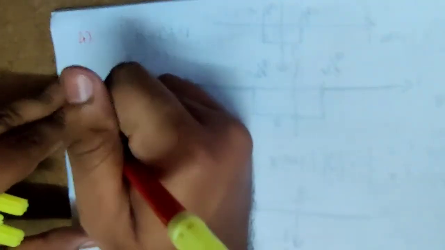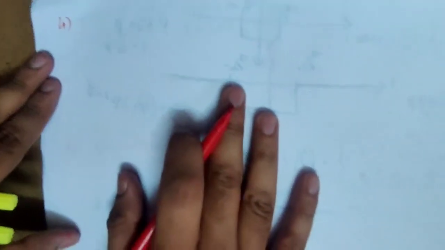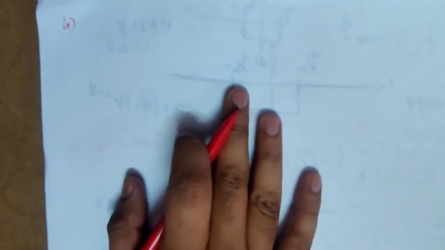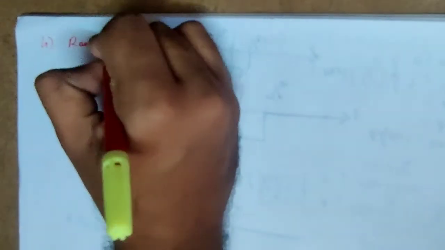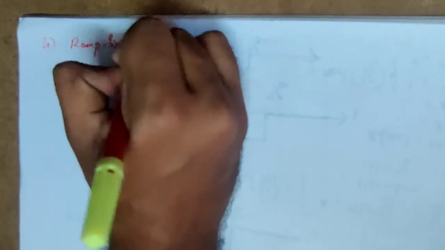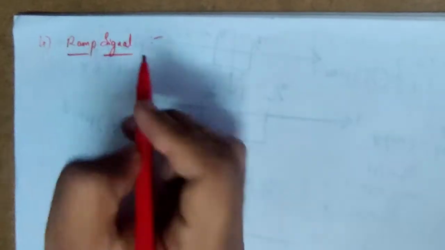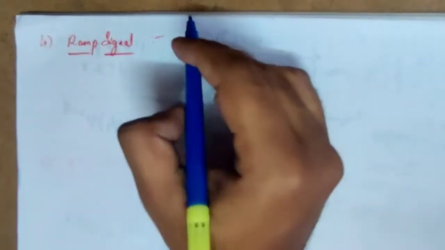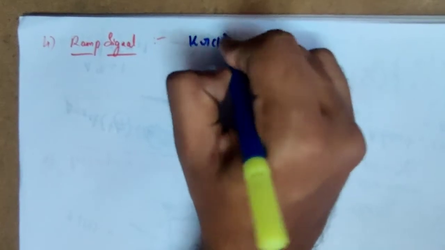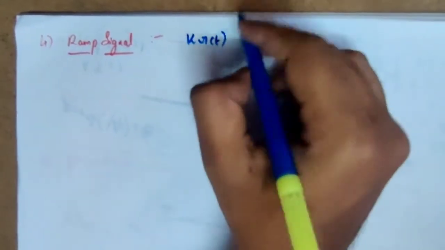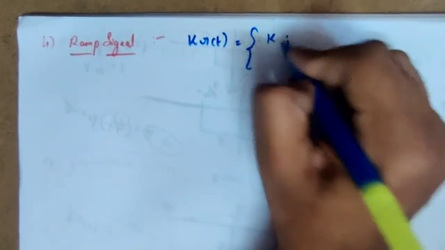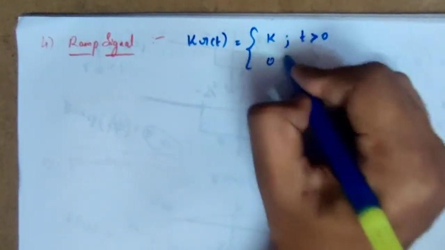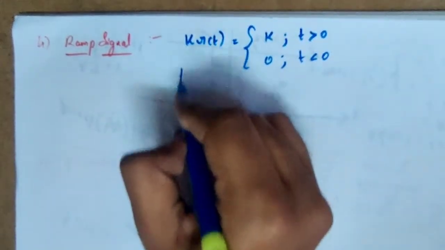Now let us move to one more standard signal, the fourth one. Which one should I teach you first after the rectangular function? One second. Okay, I'll go with the ramp function or ramp signal. So what is the definition of the ramp signal? K into r of t, it is denoted as r of t. K into r of t is equal to K t for t greater than 0 and it is 0 for t less than 0. Let us draw the graph.